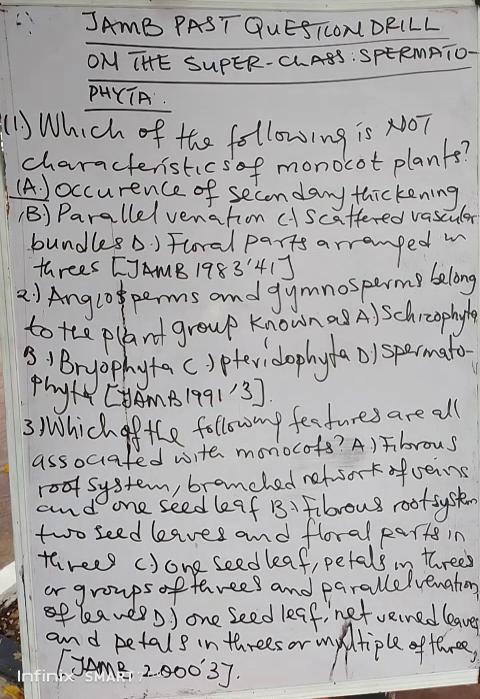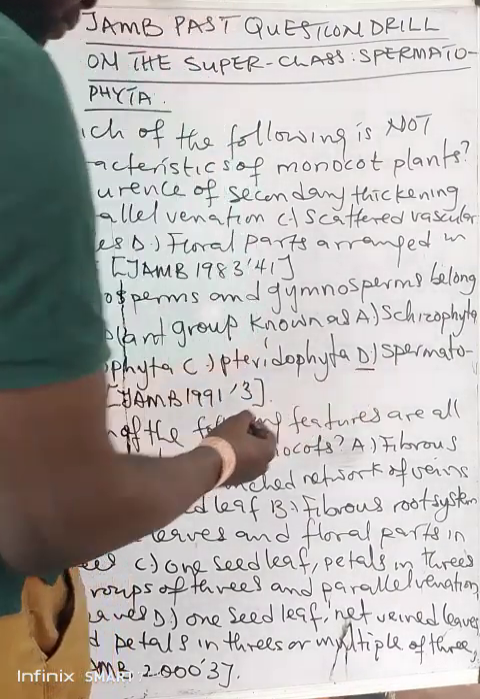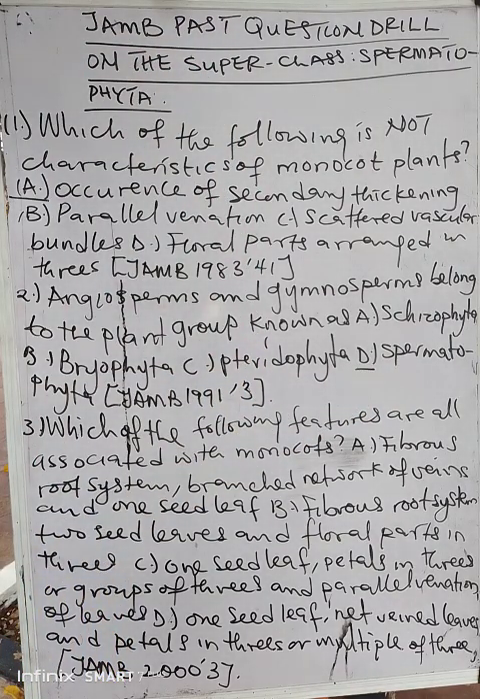Number 2, angiosperms and gymnosperms belong to the plant group known as what? A. Schizophyta, B. Bryophyta, C. Pteridophyta, D. Spermatophyta. What is it? Spermatophyta.